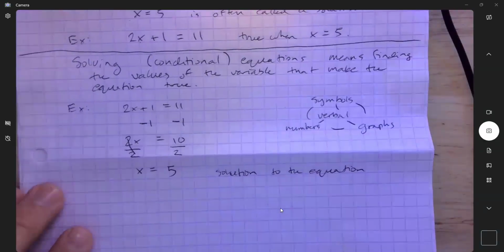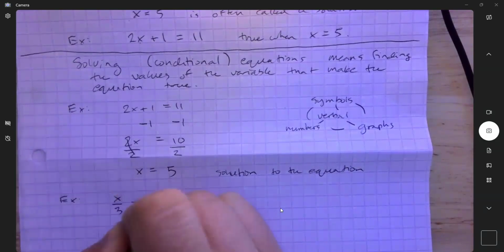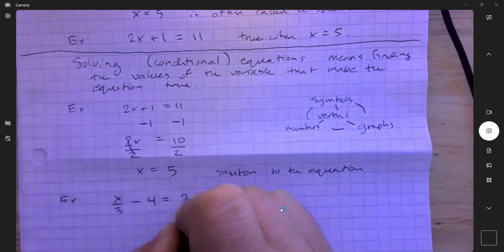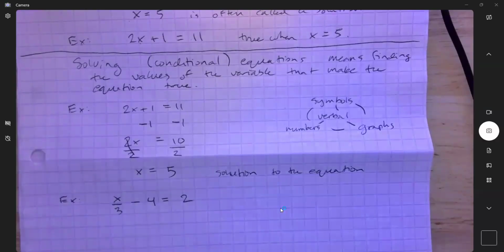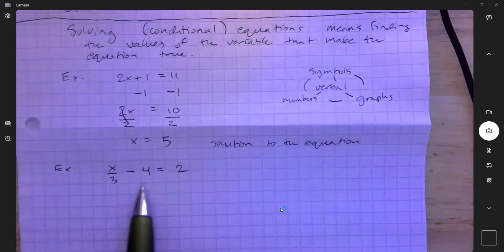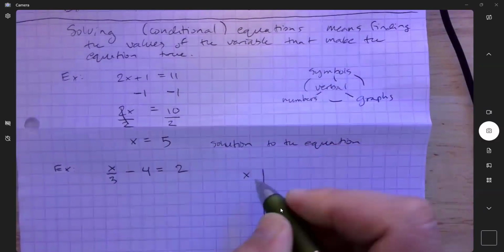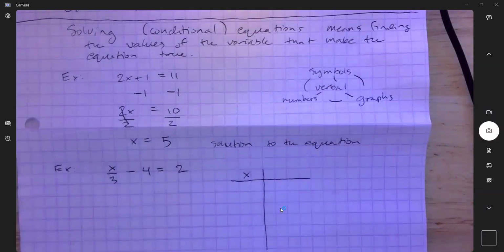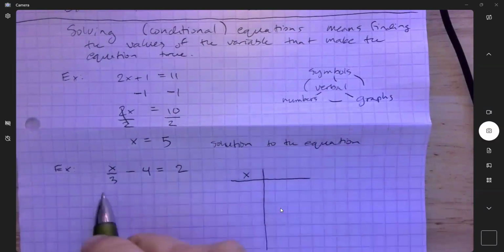Let's do another example. Let's do x divided by 3 minus 4 equals 2. I could approach this the same way. I could say, well, if x divided by 3 minus 4 equals 2, I could add 4 to each side. But I just want to practice our flexibility a little bit, and I want to say, let's try to solve this using a number representation. I'm just going to put in different values for x and see if that can help me get closer to the answer.